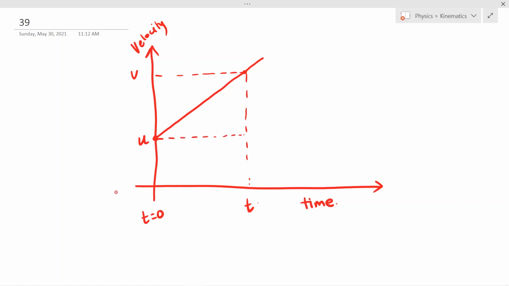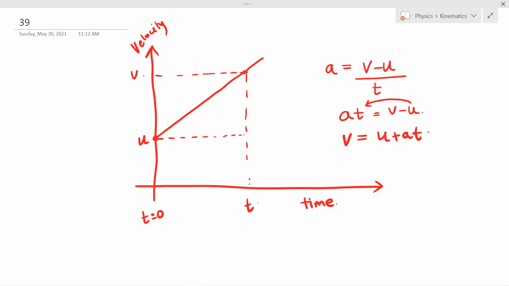Now what is the slope of this line? The slope of this line will be the acceleration, because acceleration is the rate of change of velocity. So a will be y2 minus y1, that is v minus u. This is how you calculate the slope, divided by x2 minus x1, that is t minus 0, that is t. So this becomes a times t is equal to v minus u. Taking u towards the left, v becomes u plus at. So we have proved this result graphically also.